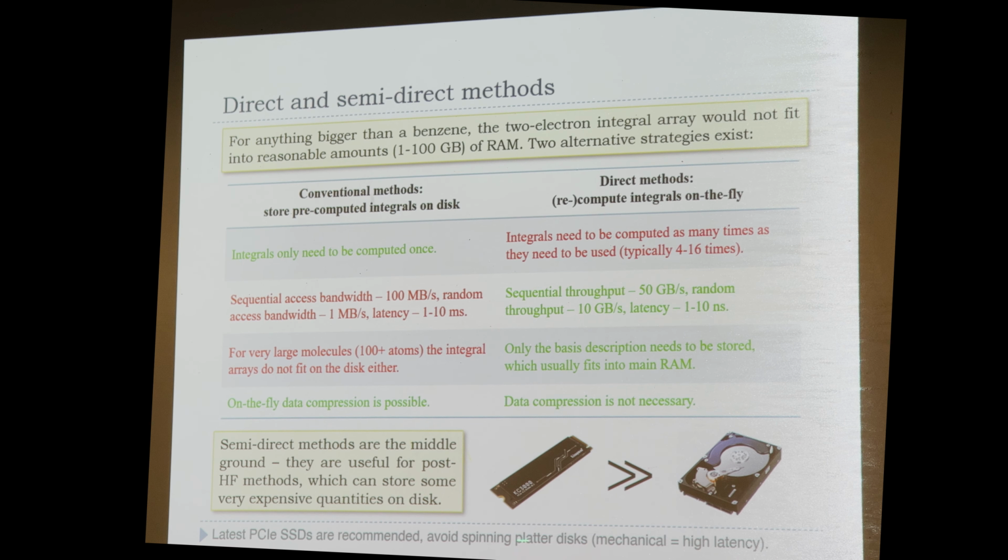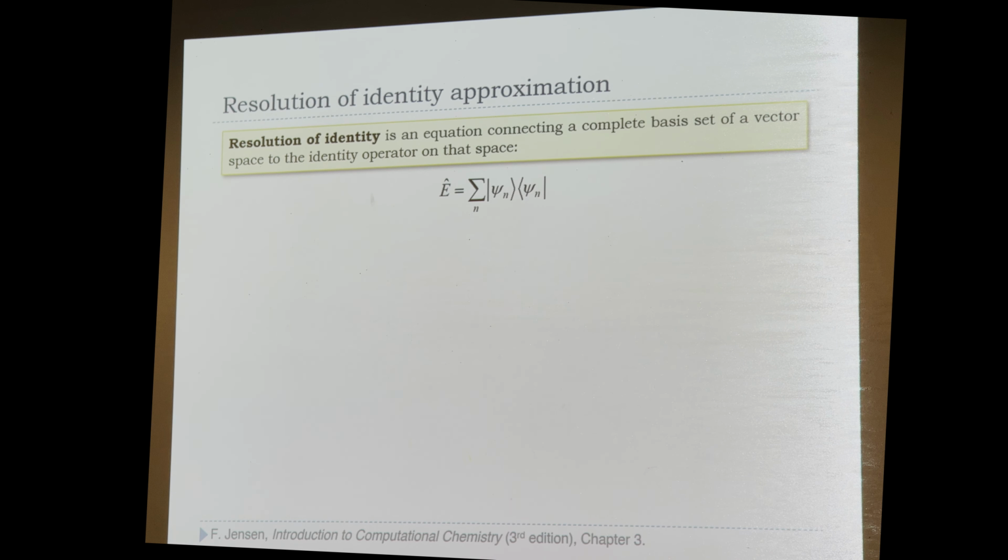Even your laptops, if you open them up and take a look, do contain an M.2 PCI Express solid-state disk. So mechanical used to mean high latency, but by now these devices more or less have been phased out. What else can we do with those integrals to try and reduce the numbers that we need to compute? The other term that you will encounter in the literature a lot, and in the options of various electronic structure theory packages, is called the resolution of identity approximation.